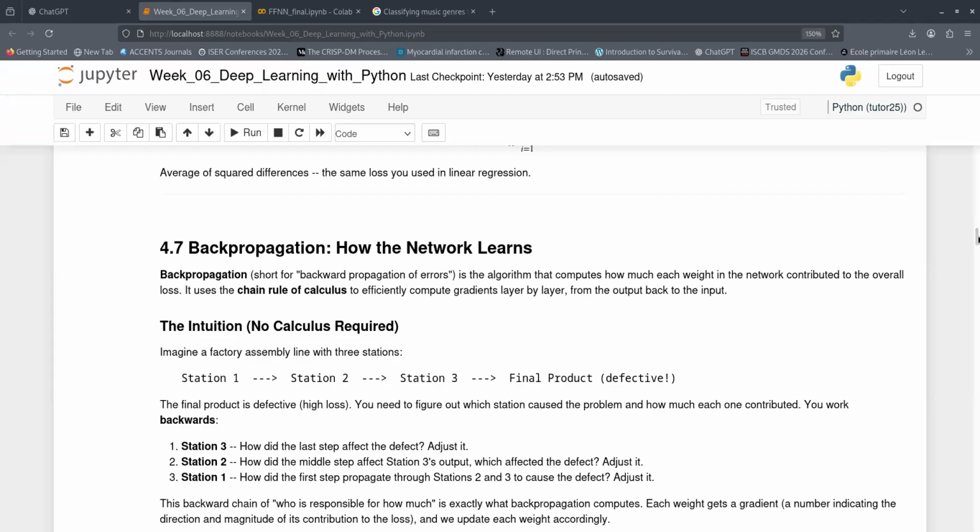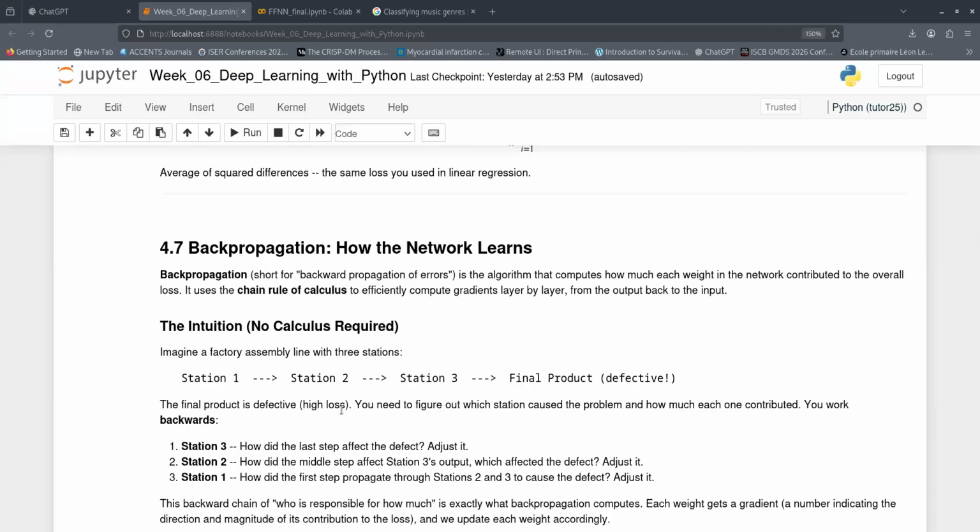For that, we have an intuition here. The first intuition is that no calculation is required. We just need to imagine a factory assembly line with 3 stations. We have 3 stations and the final product. The final product is defective, which is what we call the loss.